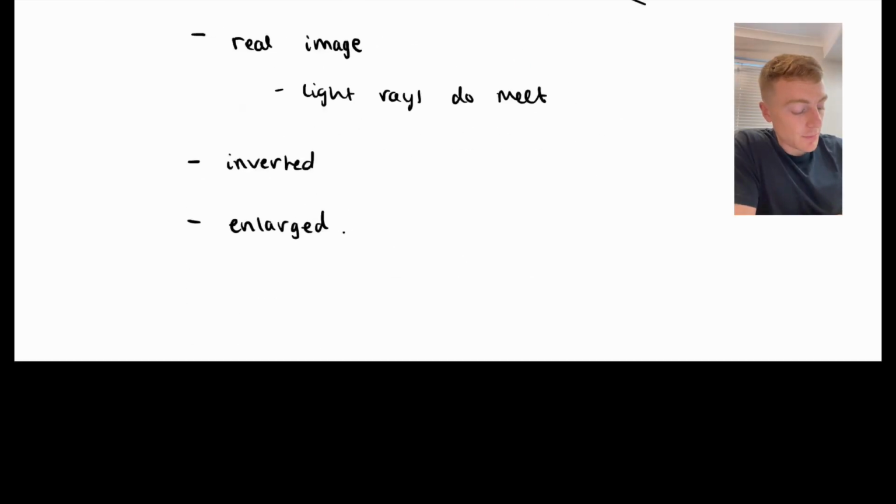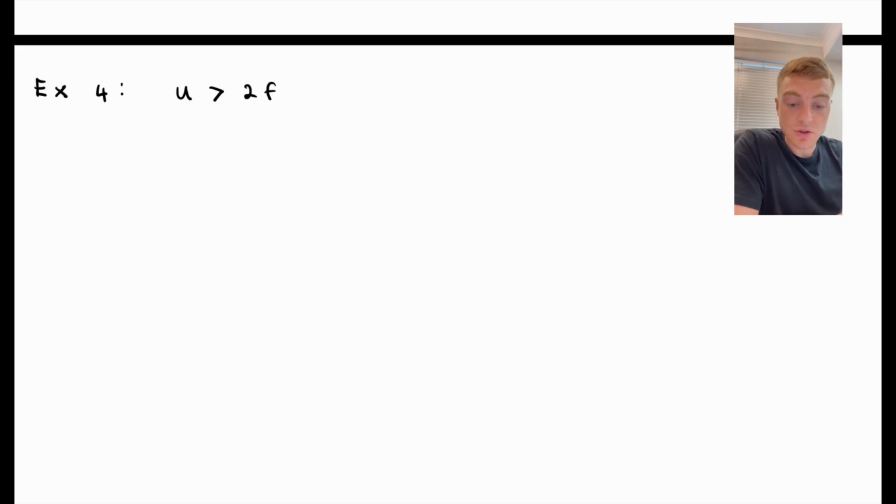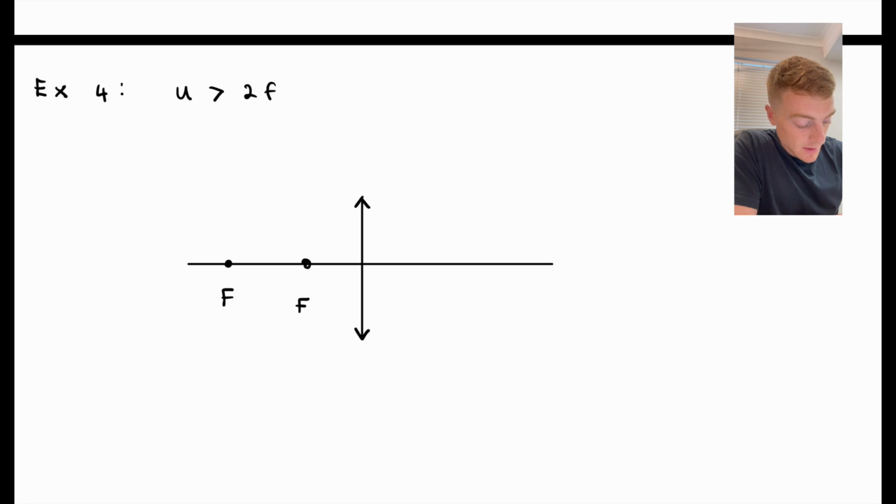Okay, now again, try and pause the video and have a go at this question for yourself. So example 4. Now this time we're going to have a case when the object distance is larger than 2 focal lengths, so it's more than 2 focal lengths away from the lens. So try and pause the video. So that's going to be my 1 focal length, and then roughly that's my 2nd focal length. Now in the exam you want to be using a ruler and measuring these distances accurately.